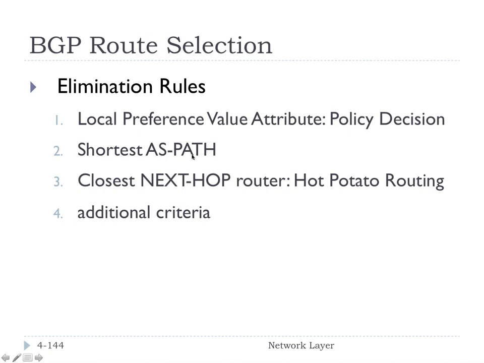After the policies, we can find the shortest AS path. Remember this, so if one route takes 3 autonomous systems to get to that network, and the other one takes 1, well, the one autonomous system is shorter. If it's a tie, if it's the same number of autonomous systems in the AS path, then we can look at the next hop router and choose the one that's closest. Or we might have additional criteria as well, besides these 3.